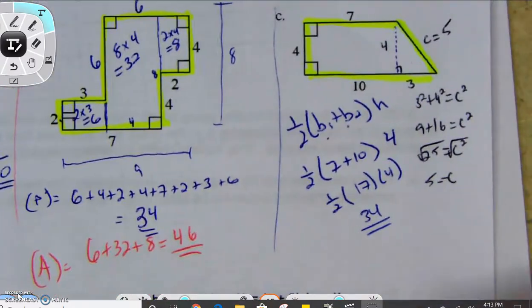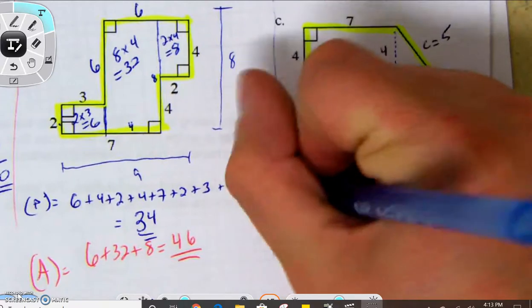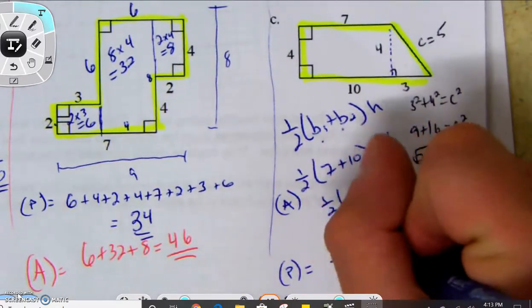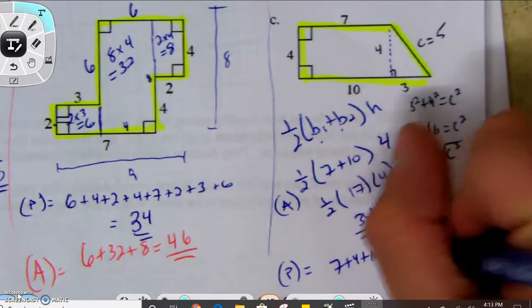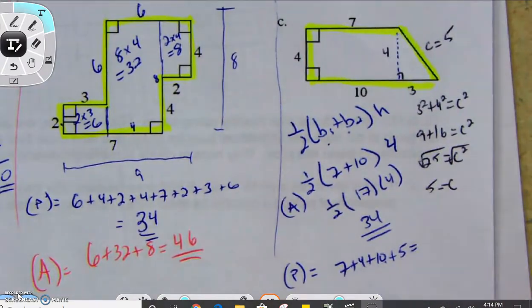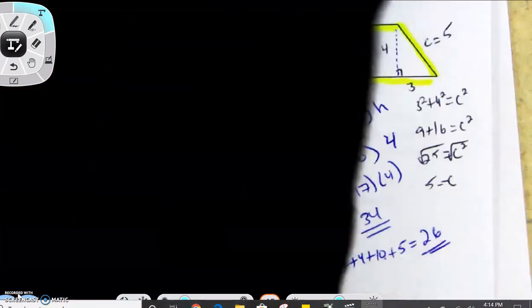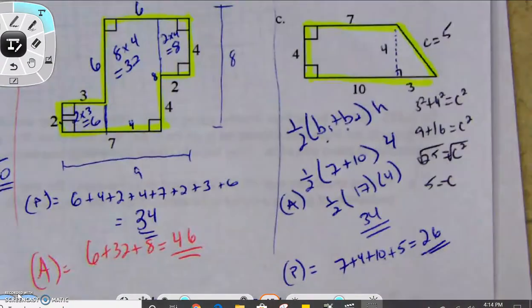So this was our area. Oops, I accidentally put it in blue. That's okay. So perimeter is equal to 7 plus 4 plus 10 plus 5, which ends up giving me 15, 19, 26. So our perimeter there is going to be 26.